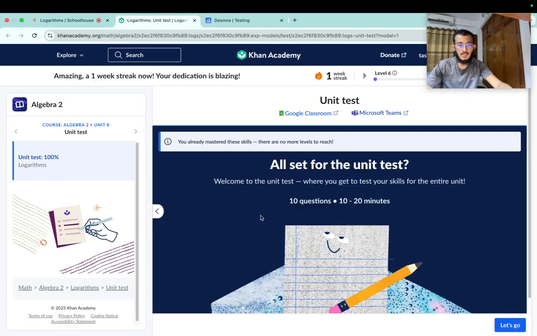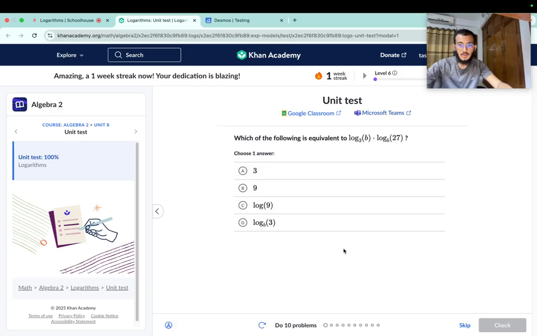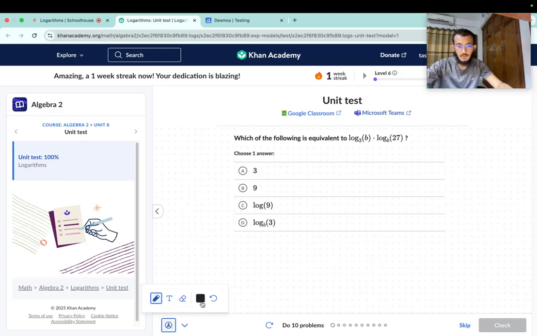All right, let's get started with our logarithms unit test. In the first question, we have log b to base 3 multiplied by log 27 to base b. Which of the following is equivalent to this?